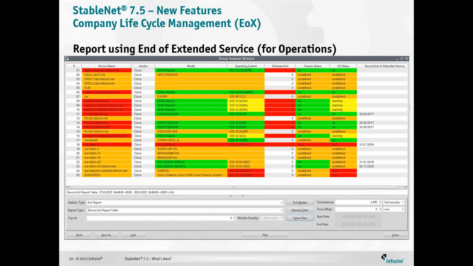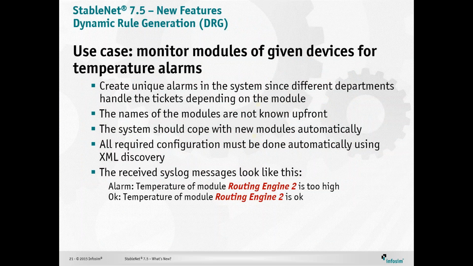Good, the next topic I want to present to you is the dynamic rule generation, called DRG. And the use case which I want to present is, you want to monitor modules of given devices for temperature alarms. You can do this already with StableNet 7 or 6 without any problem. But here in our example use case, we have extended some requirements, because here we want unique alarms for different modules. Because if a chassis module goes into alarm in this example, the ticket has to go to a different department than the routing engine alarm, for example.